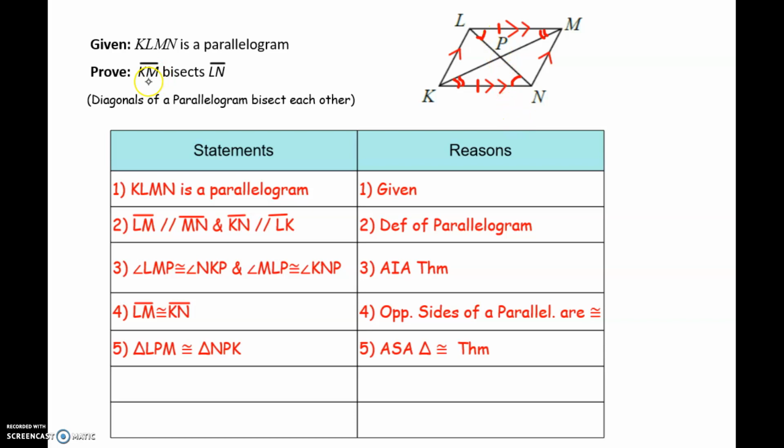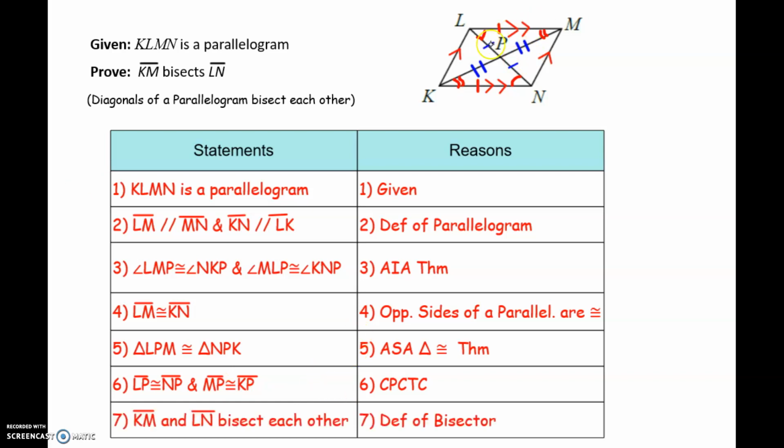Well, which parts are we interested in? I need to show that this diagonal bisects this diagonal. So I'm going to move on to this segment being congruent to this segment, and LP would be congruent to PM based on CPCTC. So we had our congruent triangles, so other corresponding parts are congruent again. Well, I've got one blank left in my proof. So that's my proof statement, and just simply by the definition of bisector, I know that these two diagonals bisect each other. So, a seven-step proof, a little bit longer, but still not so terrible.